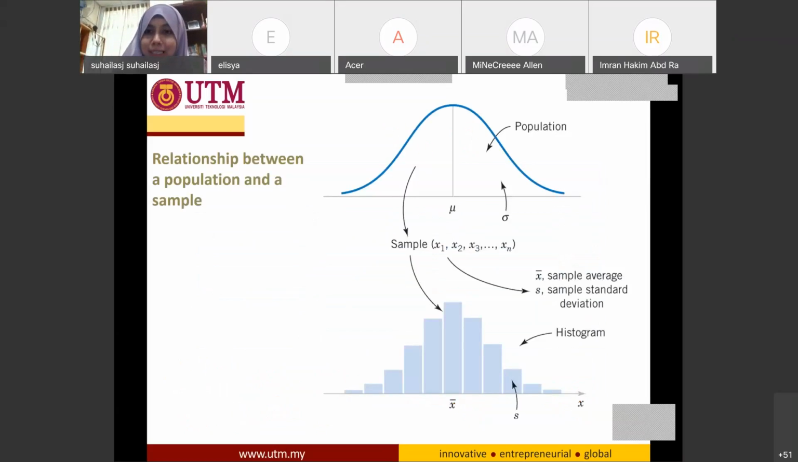Okay, ini just dia punya relationship je lah between a population and sample. Actually kamu dah belajar normal distribution. Kalau normal distribution, we have this parameter mu and sigma, population normal distribution. So daripada population tu kita ambil beberapa sampel, dia akan membentukkan satu histogram actually. So ini just in terms of symbol mu, and then you have your X bar for sample mean, your S is sample standard deviation. Daripada population, daripada normal curve tu actually you can bring out your histogram. Itu just relationship dia lah.